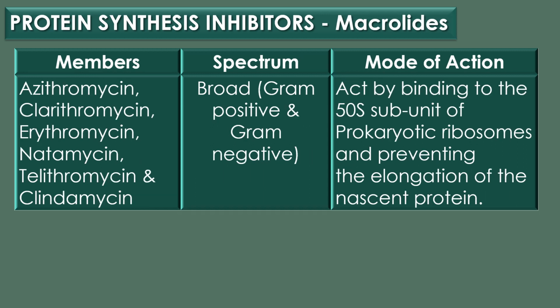Next, the third antibiotic group of the protein synthesis inhibitor category is macrolides. Under macrolides, 6 antibiotic members are present. They are azithromycin, clarithromycin, erythromycin, natamycin, telithromycin, and clindamycin. Macrolides exhibit a broad spectrum of activity against gram-positive and gram-negative bacteria. Macrolides act by binding to the 50S subunit of the prokaryotic ribosomes, preventing the elongation of the nascent protein and blocking the protein synthesis process.